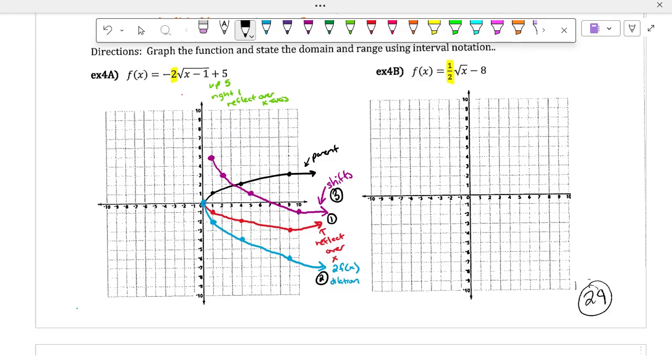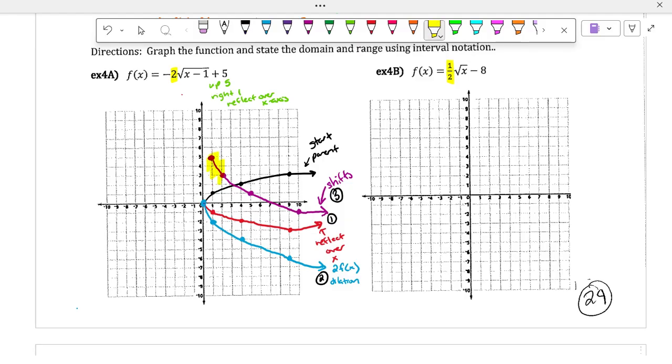Yes. So we're doing this in steps. The parent function is where you started. So this is where you start. My first step was the reflection. My second step was the dilation. My third step is the shift. And that's always the order you want to go in if you want to do it that way.